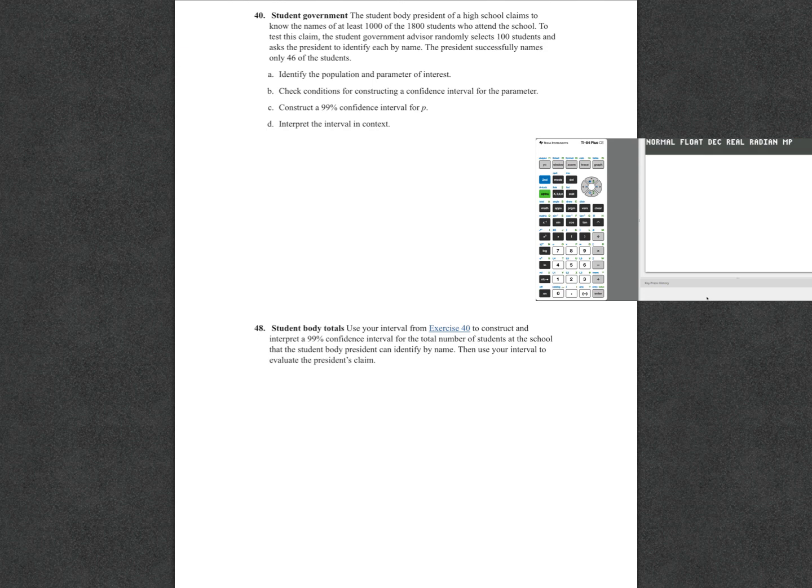So that's our sample, 100, and in that sample the student body president could only name 46, which is less than the proportion that he claimed. I don't know what that is, 1,000 out of 1,800, whatever that is, but that's more than half for sure. It's about 2/3, I think. And in the sample he could only name 46%. So, construct a 99% confidence interval for p.